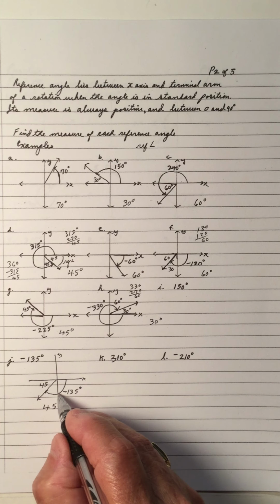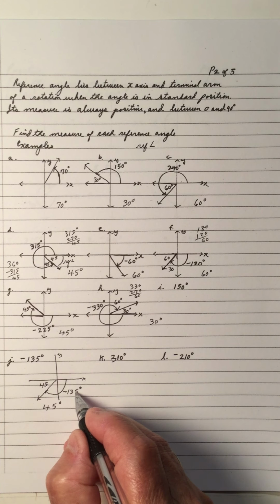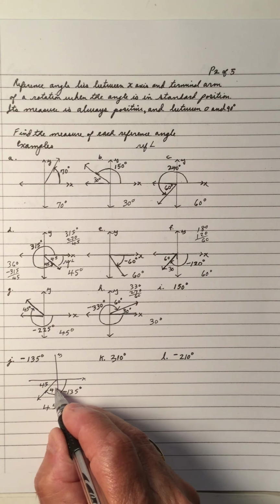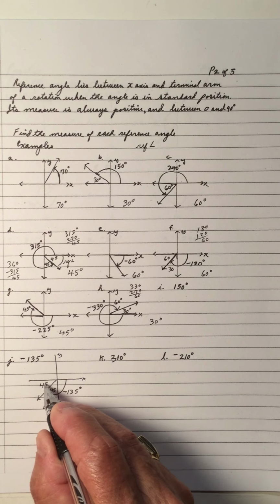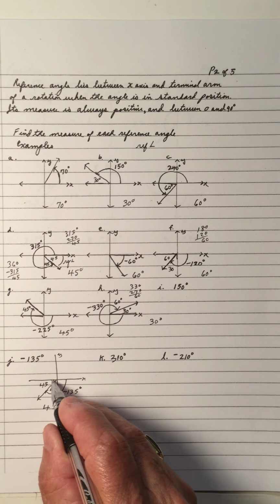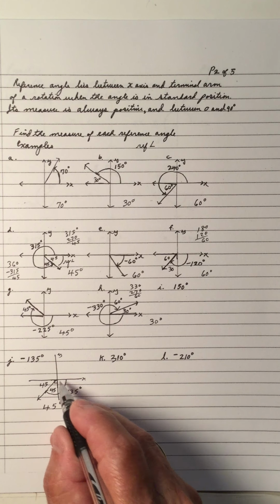Or this is a negative 90. 135 take off 90 is 45. So this angle is 45 right here. That means that angle is 45 there because there's a 90 right here.